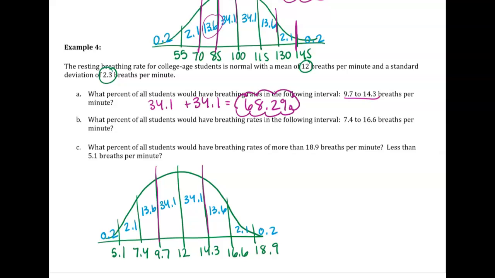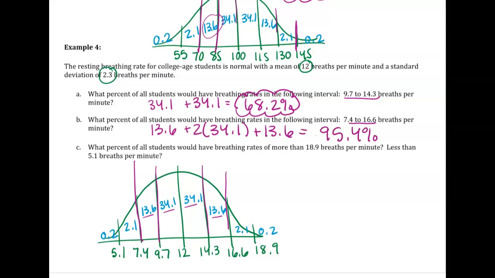What percent of all students would have breathing rates from 7.4 to 16.6 breaths per minute? 7.4 is here, and then we go to 16.6, which is here. So we have 13.6, two 34.1s, and a 13.6. And that is 95.4%. And again, that's how much falls within 2 standard deviations of the mean.